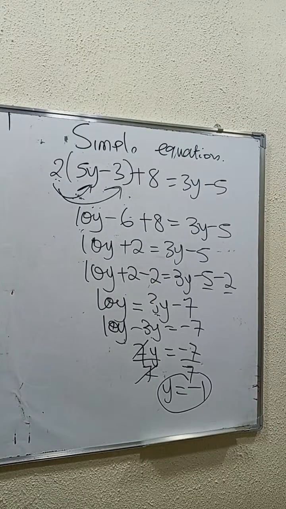So when I subtracted 2 from both sides, 10y stands on its own. After that, I now have minus 5 minus 2. That gave me minus 7. So the next thing is to collect like terms. I subtracted 3y from both sides again, and that gave me 7y. So the other one is minus 7. We cancel that. That's how it's gotten.